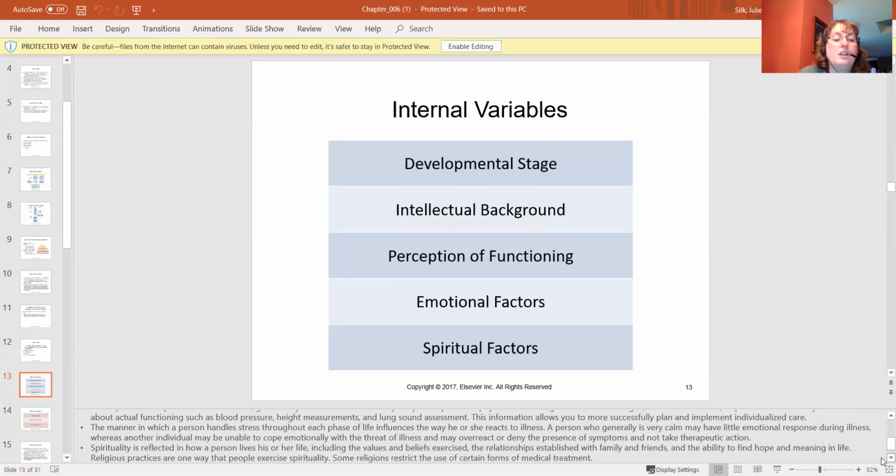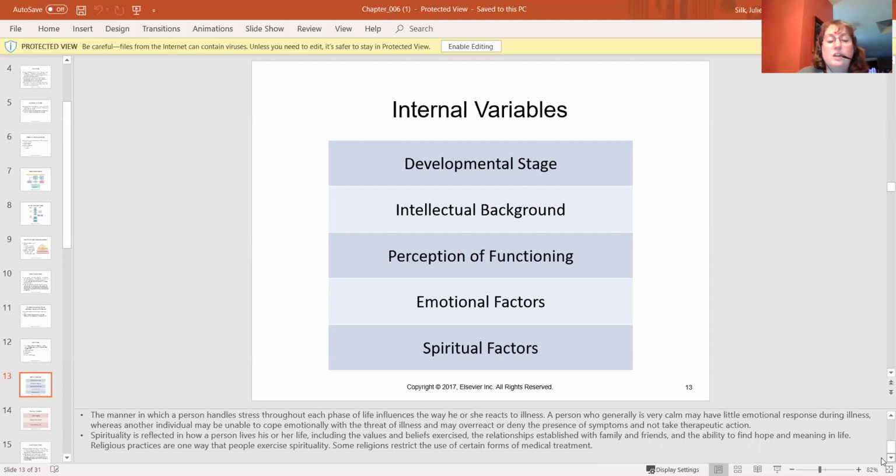Spirituality is reflected in how a person lives his or her life, including the values and beliefs exercised, the relationships established with family and friends, and the ability to find hope and meaning in life. Religious practices are one way that people exercise spirituality. Some religions restrict the use of certain forms of medical treatment.